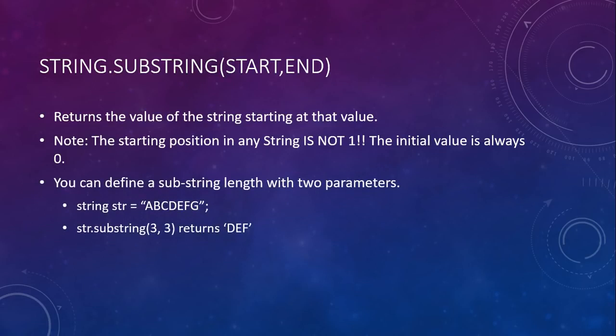Therefore, if we define a substring with two parameters, here I have string str equal to "abcdefg". str.Substring(3, 3) is going to return "def". Even though D is the 4th character, you have to remember that A is at position 0, B is at position 1, C is at position 2, and then D is at position 3. So always remember it starts at 0, so you have to add 1 to what you're counting. All right, that's going to conclude the notes.